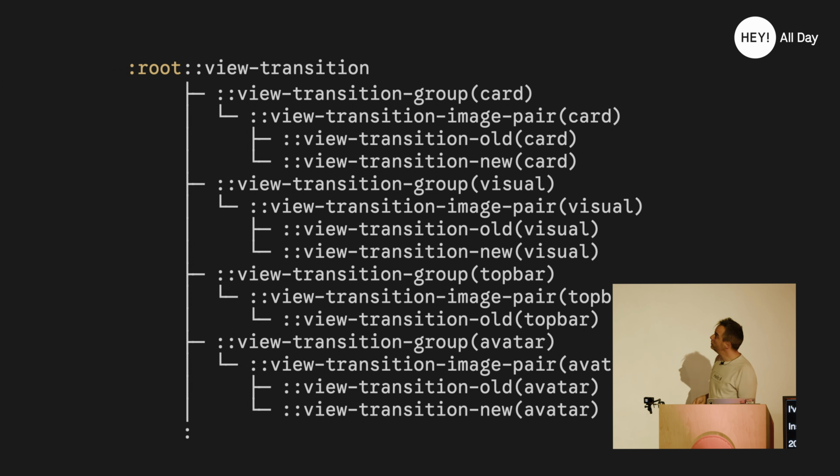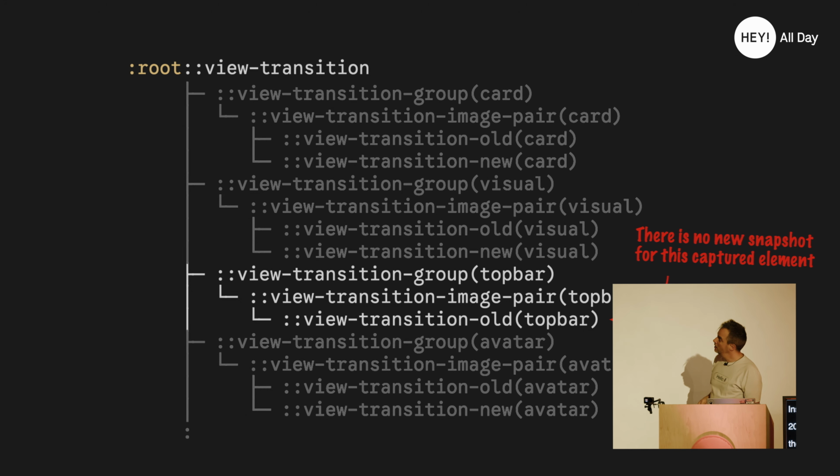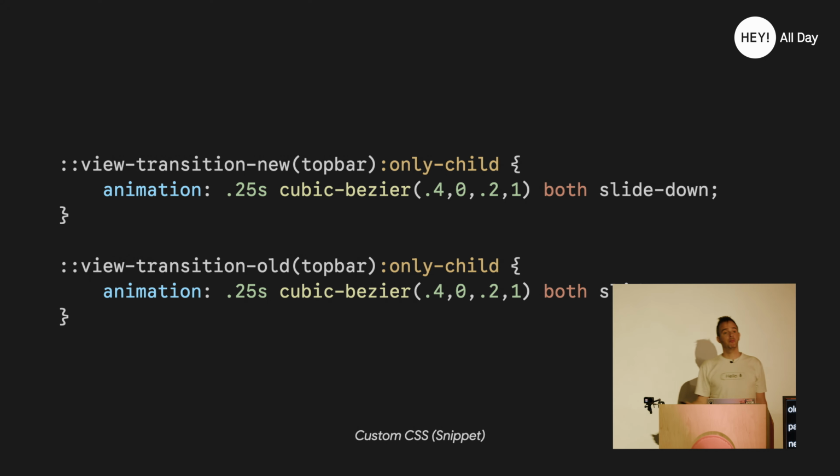The cool thing is, if you take a good look at the pseudo tree, you will see that there was only an old. So if you are going from the overview page to the detail page, there was only a capture on the old state. And then if you are going from the detail page back to the overview page, there will only be a new pseudo. And you can select that one. If it's the only child of the image pair, you can customize the animation. So if there is only a new top bar, we want it to slide down. But if there's only an old capture of that top bar, we want it to slide up. And this is just a bit of CSS that you add to it, and you can customize all of the animations.